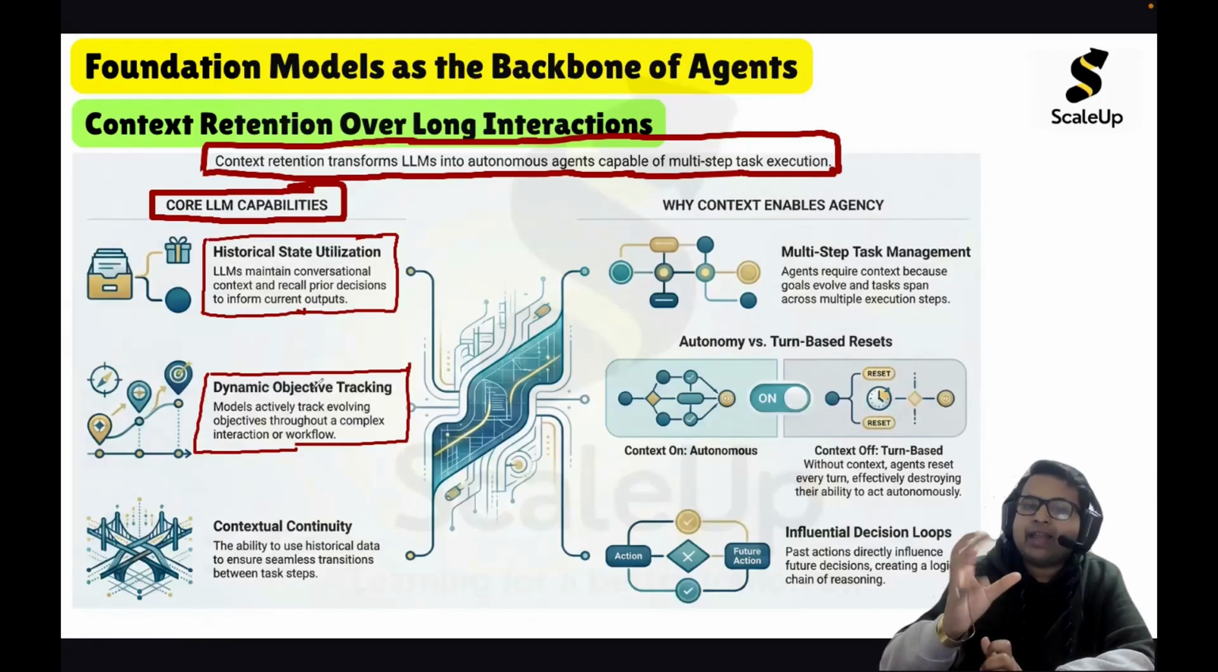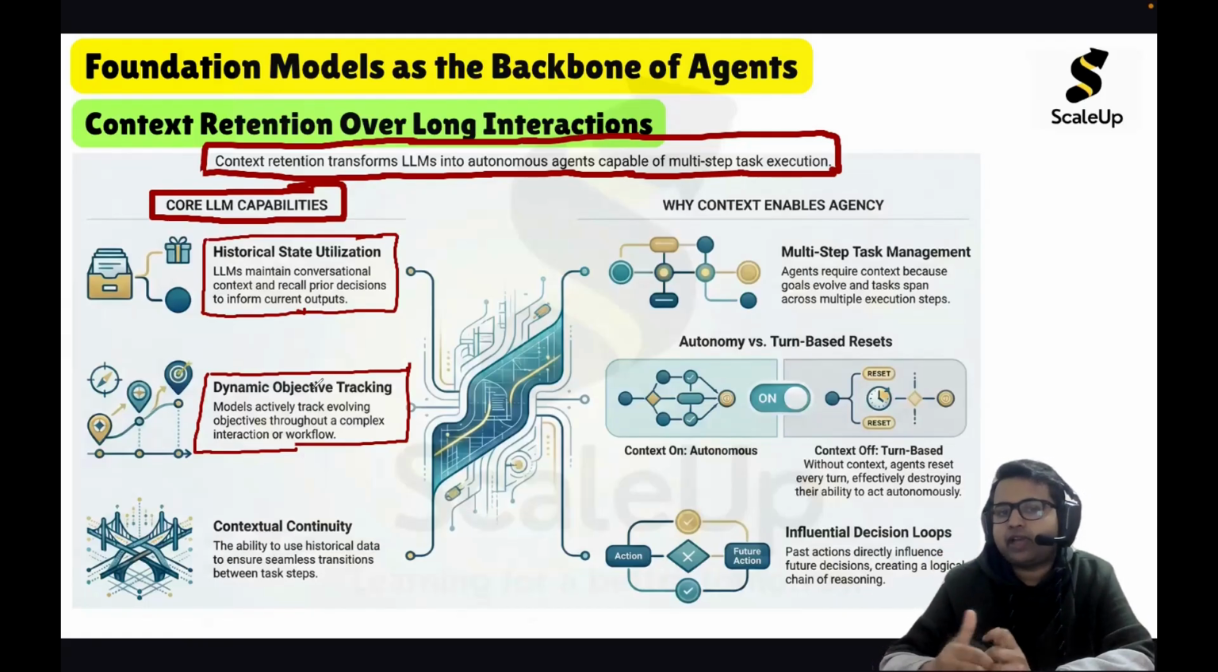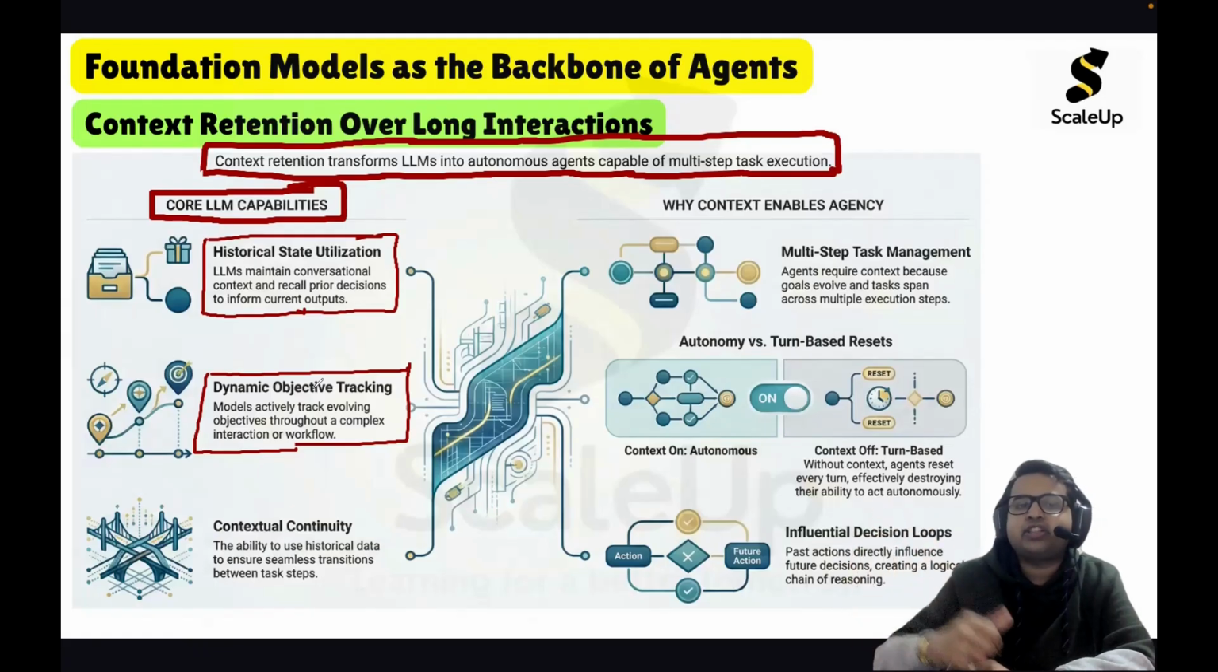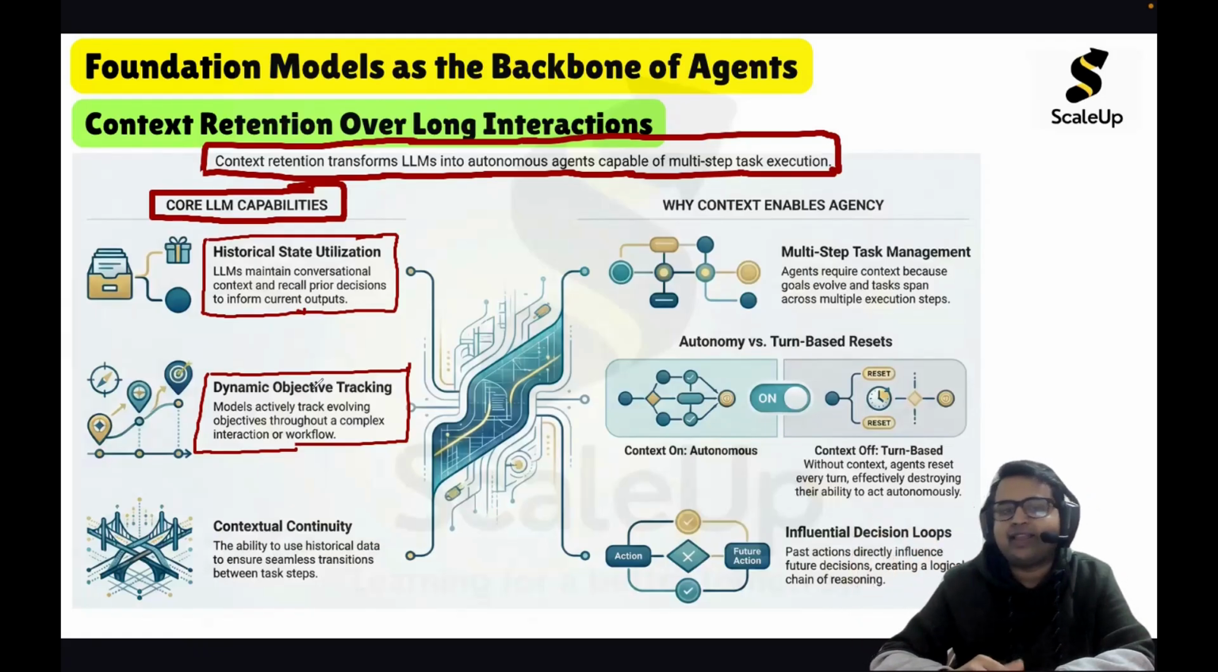Then the LLM will track it, and the responses it generates, the strategy it makes for you, the plan it makes for you, will strictly take into consideration your preferences. Let us suppose you were willing to visit a mall. Now the LLM will suggest a multiplex which is in that mall itself, so that you can visit that mall and also accomplish your evolving intent of watching the movie. That is dynamic objective tracking, and that is what large language models support.